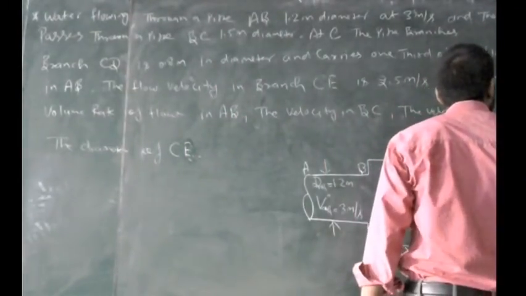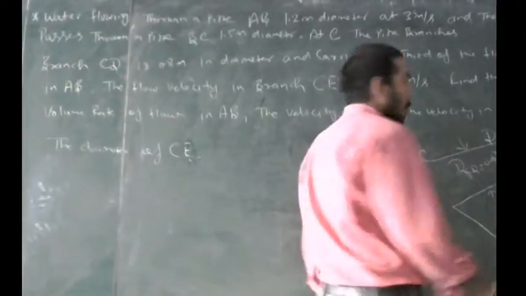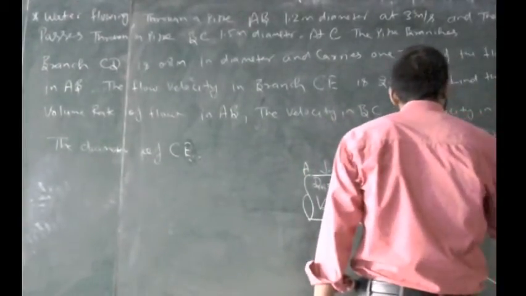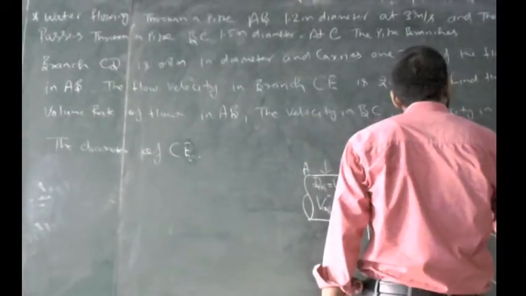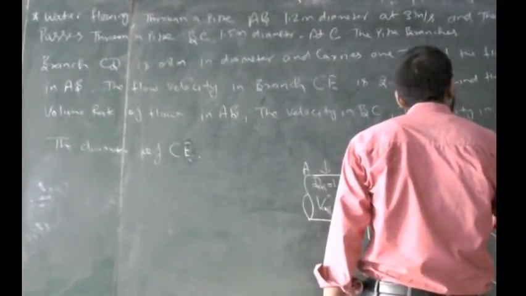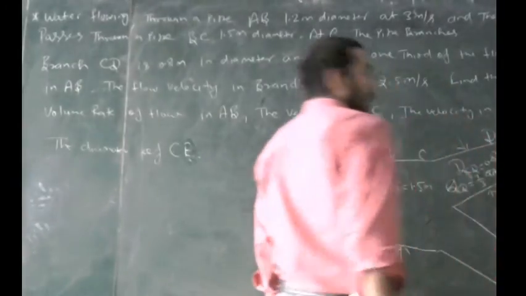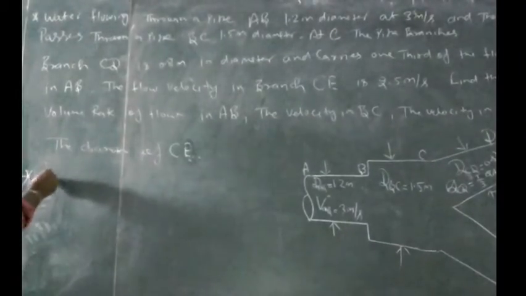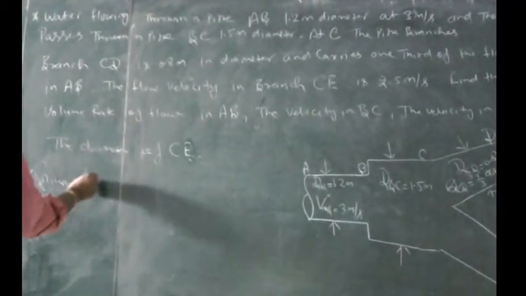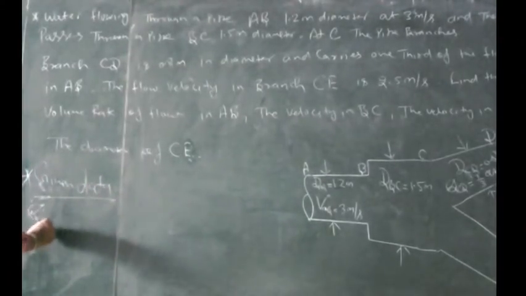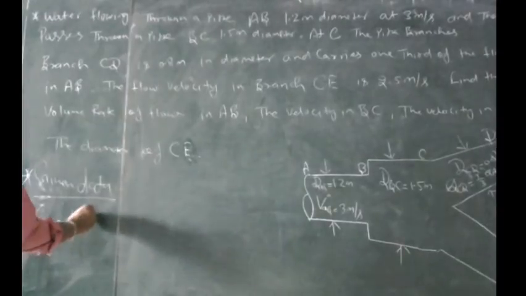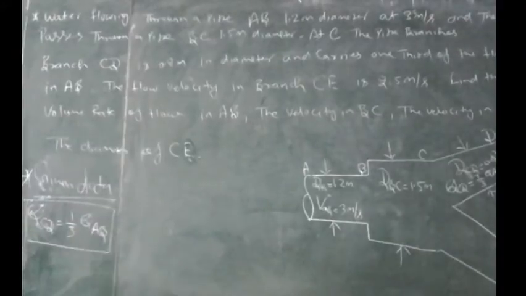This means QCD equals 1/3 QAB. QCD equals 1/3 QAB. Is that clear?